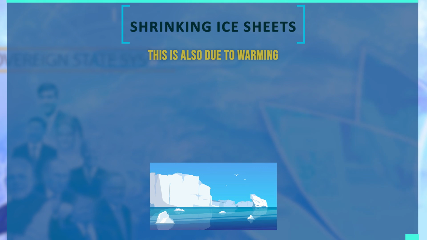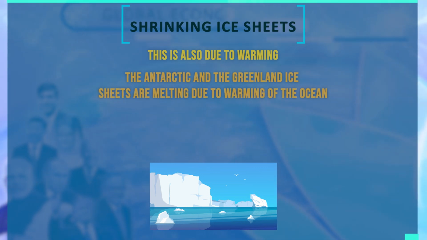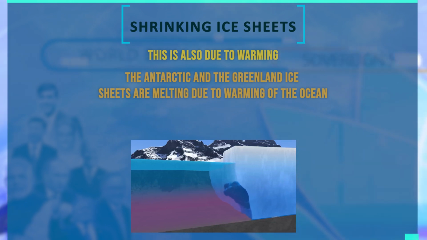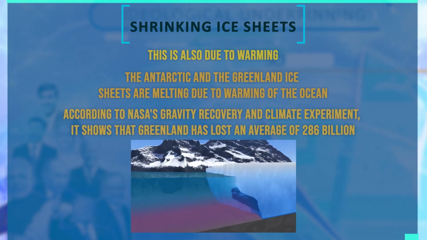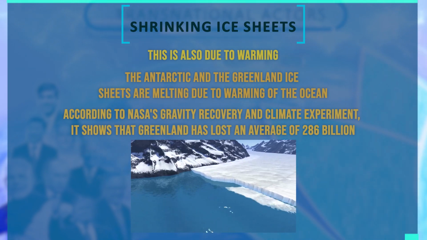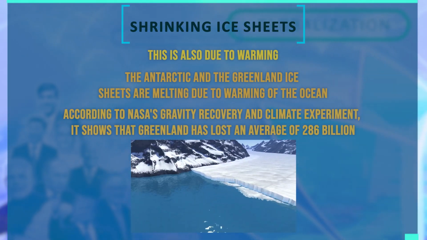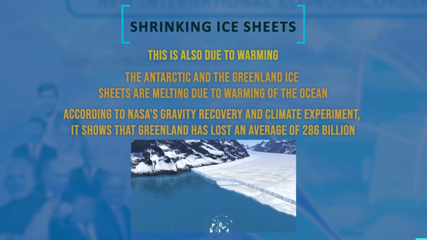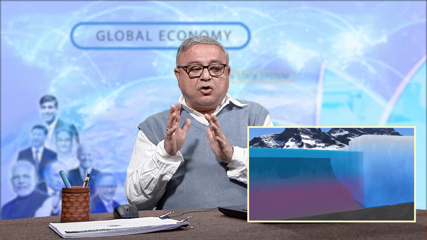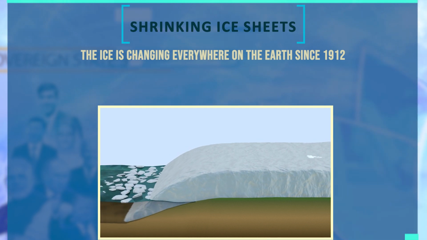Another important phenomenon is the melting of ice sheets. This is also due to warming. The Antarctic and Greenland ice sheets are basically melting due to warming of the ocean. Right? According to NASA's Gravity Recovery and Climate Experiment, Greenland has lost an average of 286 billion tons of ice each year. The expansion of the warm water and the melting of the ice sheet cause the sea level to rise, right? The ice is changing everywhere on the earth since 1912, right?